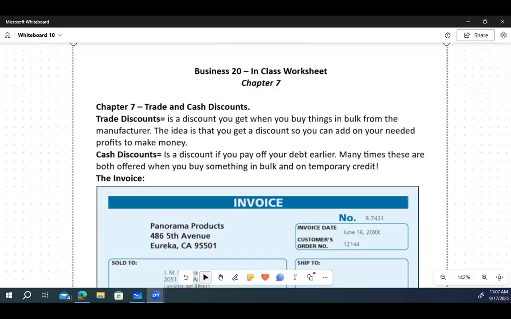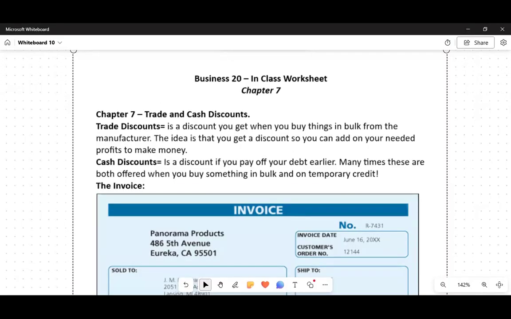So I'm going to stop sharing my screen there and I'm going to start sharing my screen here. I'm going to show you some worksheets. So I'm basically working through some worksheets that I provide just to kind of cover the chapter and to work through how to work out some of these problems. And so, as mentioned in the beginning, this is trade and cash discounts, and it gives you a little definition there of each one of those.